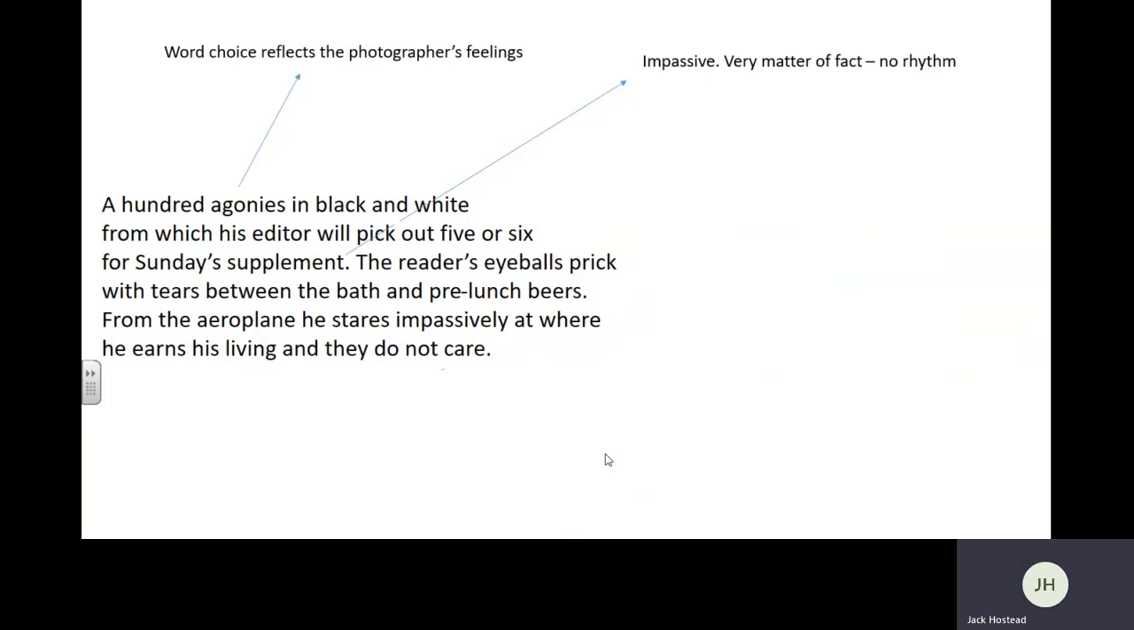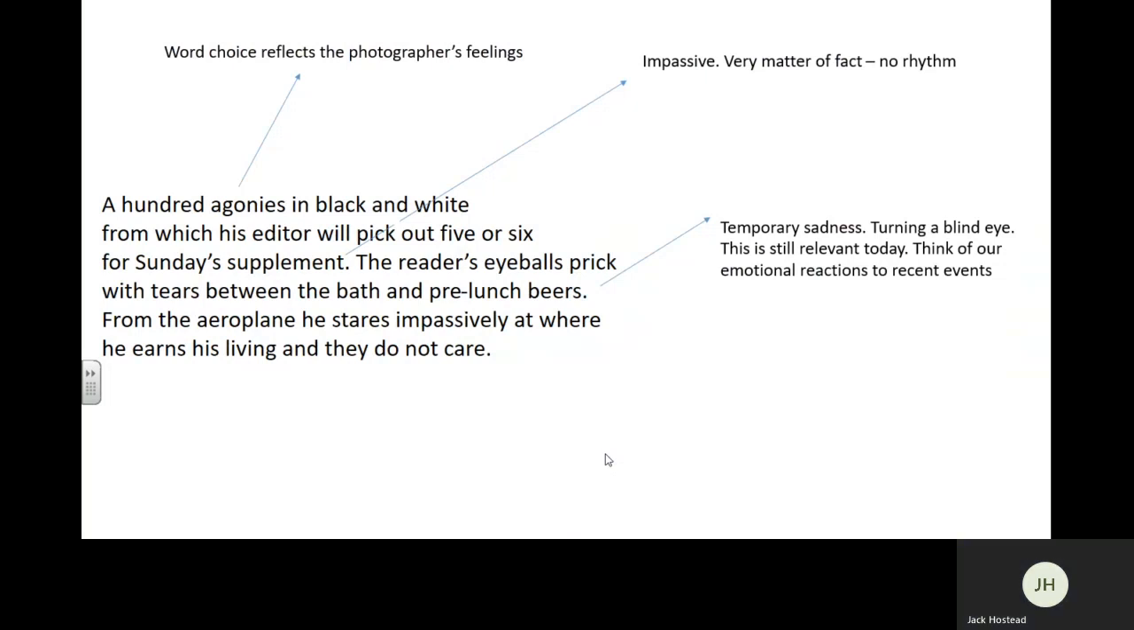So we go from the editor having this really impassive attitude, and then we go to the readers. "The reader's eyeballs prick with tears between the bath and pre-lunch beers." So it's a temporary sadness. These people see the photographs. It says their eyeballs prick with tears, so we recognize that this is a sad story, and what is going on in these countries is sad. But that's just a small chunk. They have the bath, they see that, and then they go out for pre-lunch beers. They just carry on with their normal daily lives, their easy lives perhaps, and forget about that.